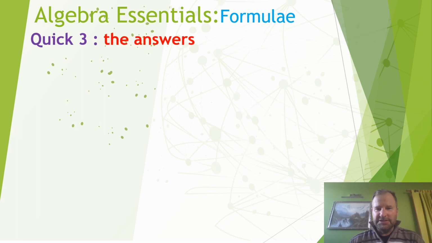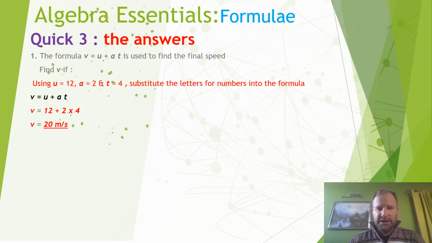Okay, the answers, quick 3. Number 1, hopefully you got 20 meters per second. Remember to put in your units always. Remember to write your formula, show me a bit of working, and there's your answer. If you do those 3 steps, you're in a good place in terms of maximizing your marks.